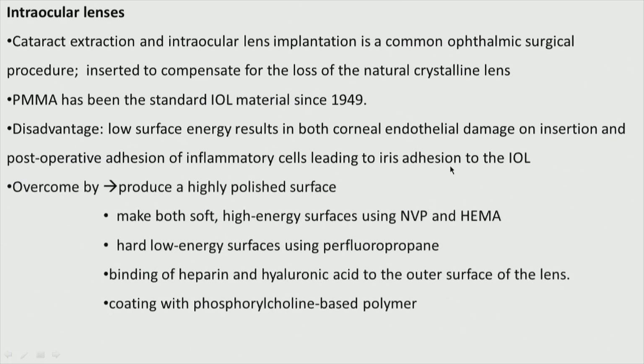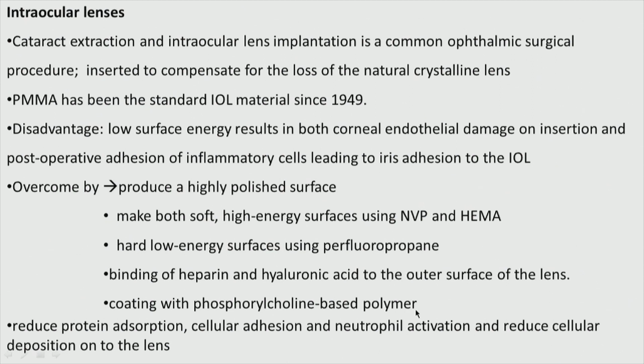So, how do they overcome this? They produce a highly polished surface, make soft high energy surfaces using N-vinylpyrrolidone and HEMA, hard low energy surfaces using perfluoropropane, binding of heparin and hyaluronic acid to the outer surface of the lens, and coating with phosphoryl choline based polymer. So, different types of approaches are being used. They reduce protein adsorption, cellular adhesion and neutrophil activation, and reduce cellular deposition onto the lens.